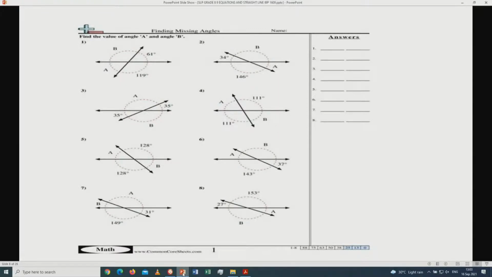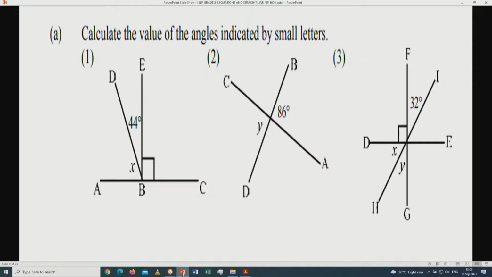Right. Now let's go to the next one. Again there, what are you given? What do you have? Number 2, is it a given? Yes. Vertically opposite. It's a given, provided you know they are vertically opposite.